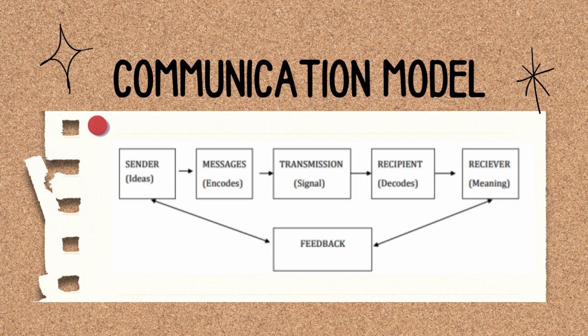This is the communication model. First, the sender gives the ideas, then the messages are transmitted via signal, then the recipient decodes the meaning of the messages. After the receiver gets the meaning of the messages, it will give feedback to the sender, and vice versa, the sender also gives feedback to the receiver.